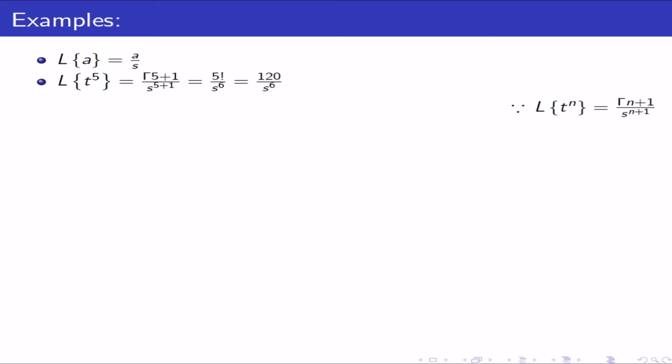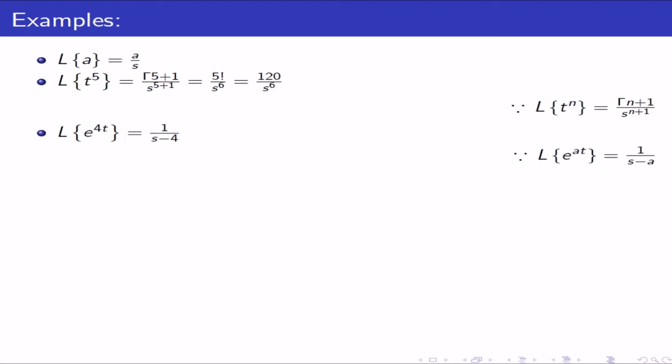Next one, let us find the Laplace transform of t raised to 5. Therefore, the Laplace transform of t raised to 5 is equal to gamma of 5 plus 1 upon s raised to 5 plus 1, since the Laplace transform of t raised to n is equal to gamma of n plus 1 upon s raised to n plus 1. Hence, gamma of 5 plus 1 is nothing but gamma 6. Since it is an integer, gamma 6 is equal to 5 factorial upon s raised to 6. And the value of 5 factorial is 120, so the answer is 120 by s raised to 6.